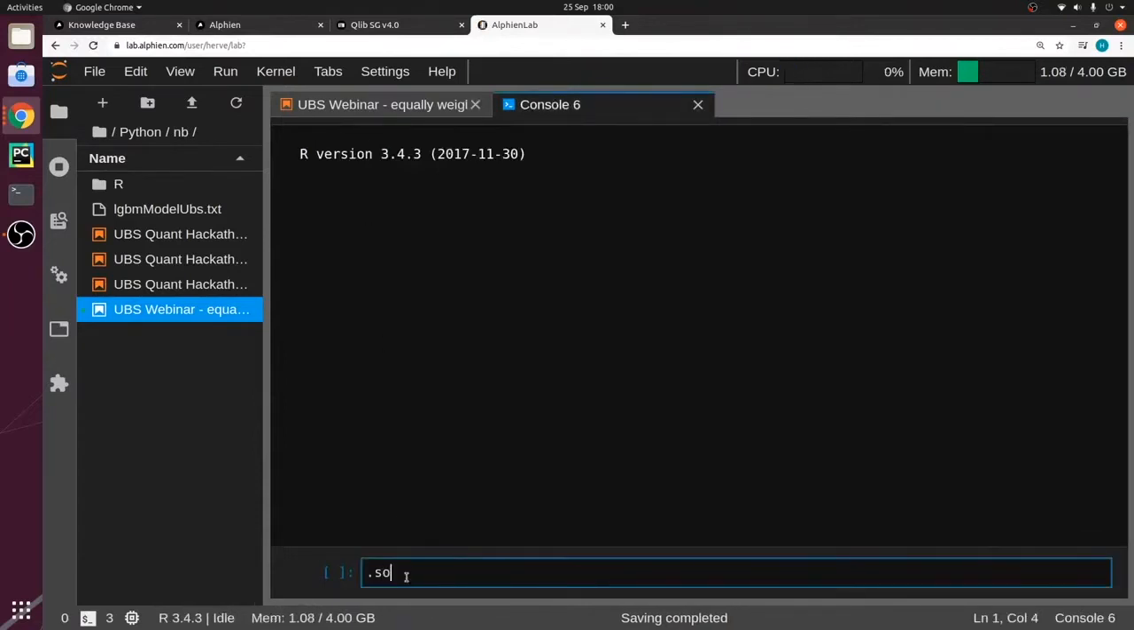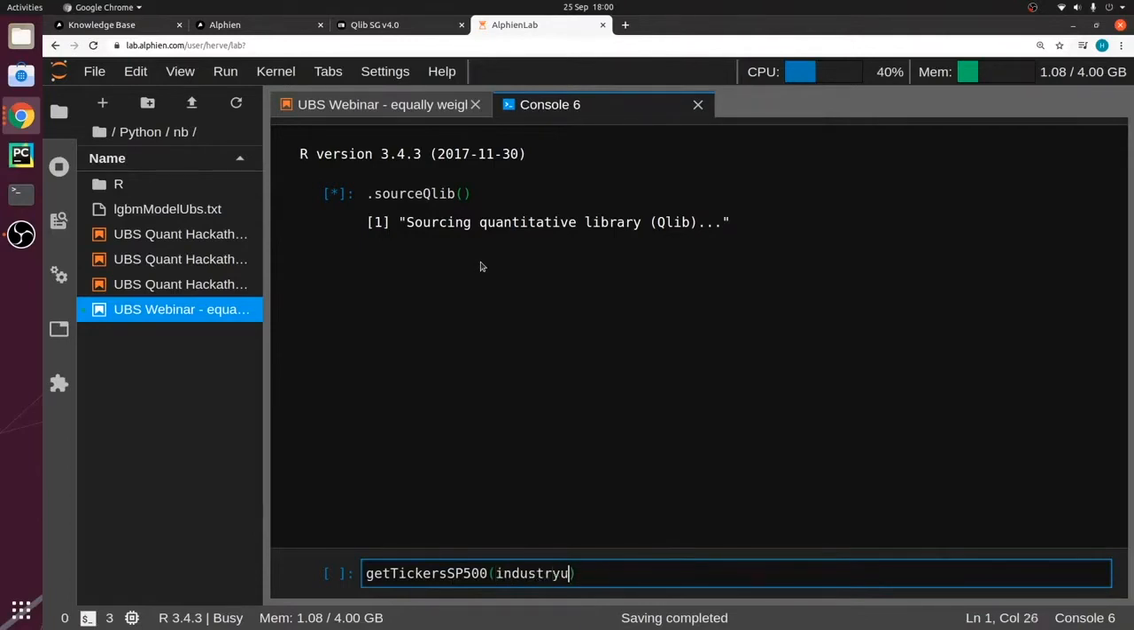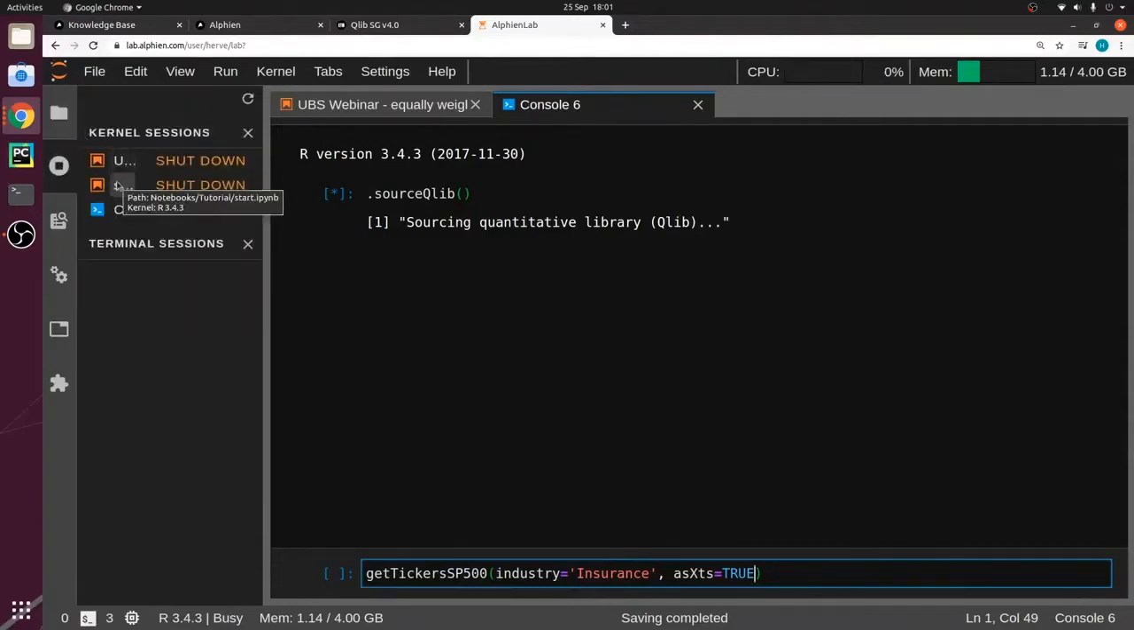The kernel has started. So in R, you load the library with this. That's the equivalent of import Alphien. And then you are going to use directly the get tickers S&P 500 function. Let's take a subset so that we don't spend too much time loading that. I'm just going to take the subset of the insurance, and then the difference is the name of the parameter, and that's as XTS to get this, and we're just going to let that run until it's executed.